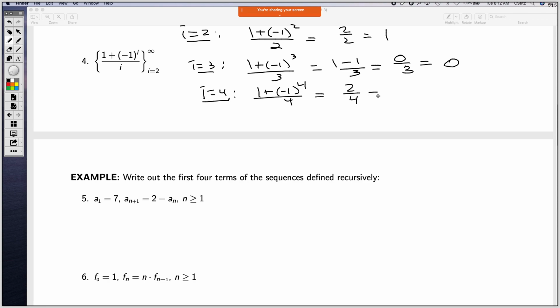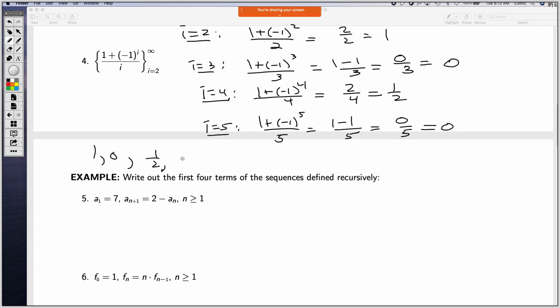So I get 2 over 4, which is a half. And then the 4th term here, i equals 5. 1 plus negative 1 to the 5th over 5 is 1 minus 1 over 5, 0 over 5, which is 0. Okay? And so the first 4 terms of the sequence are 1, 0, 1/2, 0.